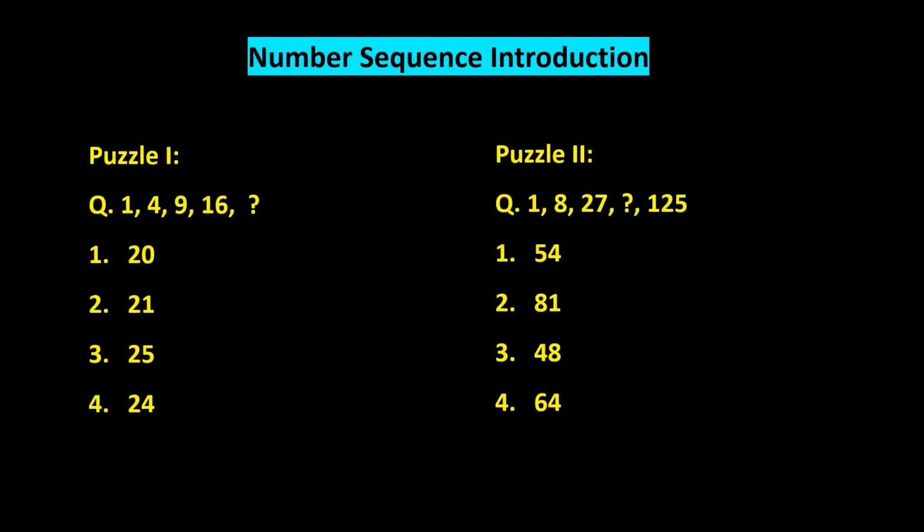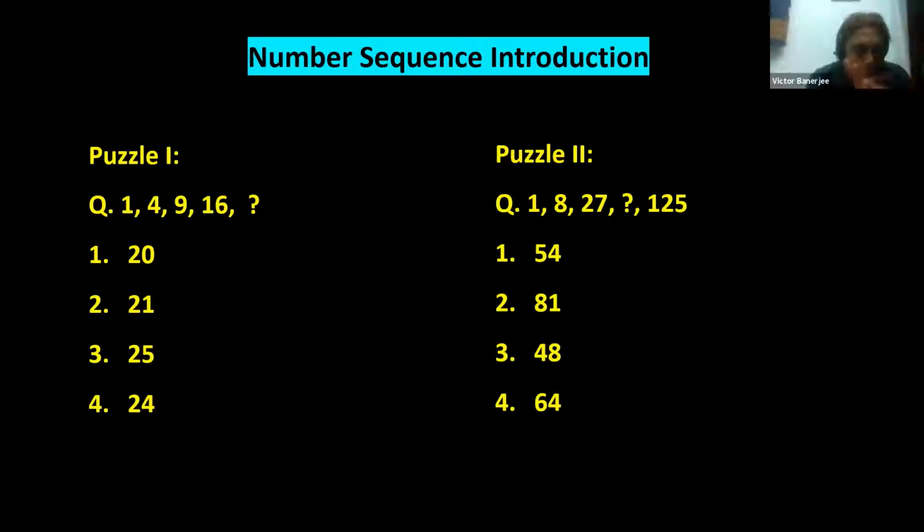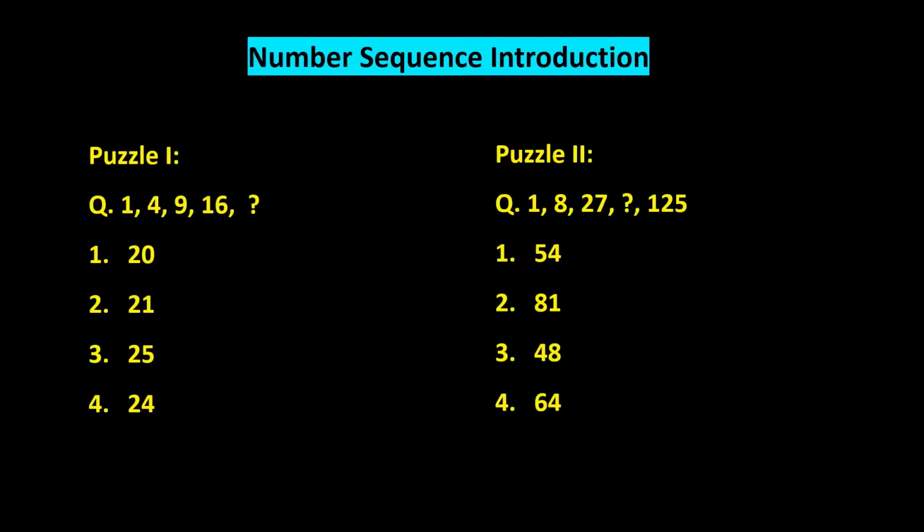What is the pattern? It's squares. Okay, you are saying square, right? Yes, square of consecutive numbers. 1 square is 1, 2 square is 4, 3 square is 9, 4 square is 16, so 5 square is 25. I don't need the answer now, I'll explain in detail. So this is the general structure of number sequence. A sequence is given, you have to understand the pattern, and using that pattern, you find your answer.